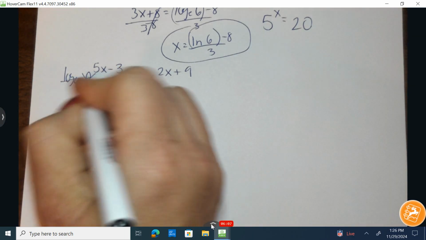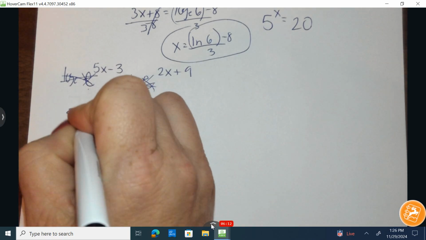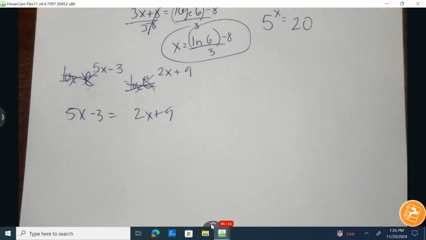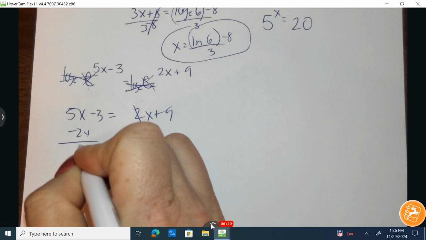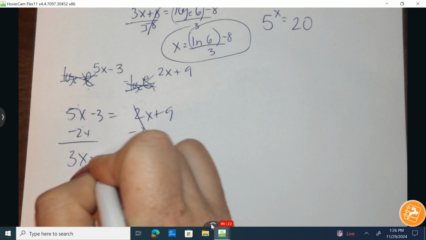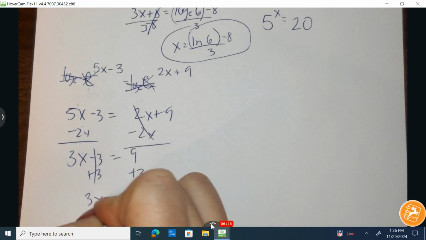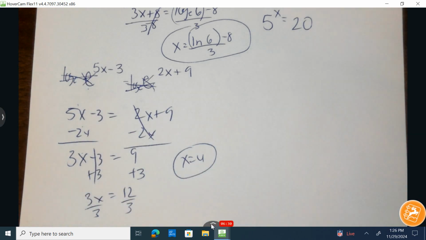What does that do? On the left and right, these are going to cancel out. They simplify to 1, and I bring down 5x minus 3 equals 2x plus 9. And then I solve. I'm going to subtract 2x to the left-hand side, and I'm going to end up with 3x minus 3 equals 9. I'm going to add 3 over, and I have 3x equals 12. And then divided by 3, I get x equals 4.